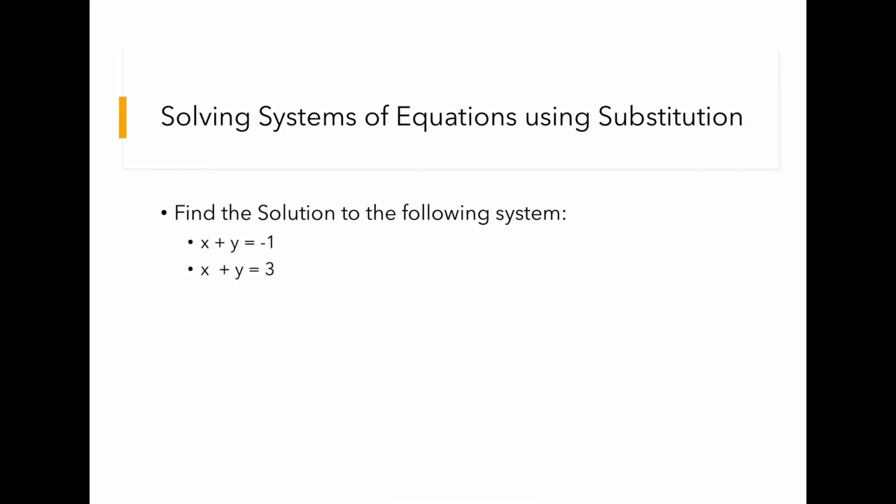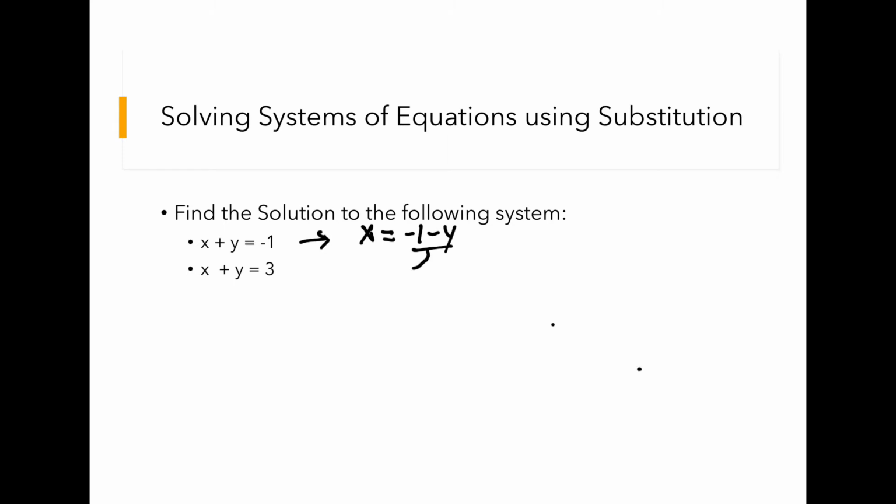Okay, another example here I want to go through. Here we actually have a host of different variables we can solve for. So I'm just going to take one of them. We'll take the first one. We'll move y to the other side. So that gives me x is equal to negative 1 minus y.